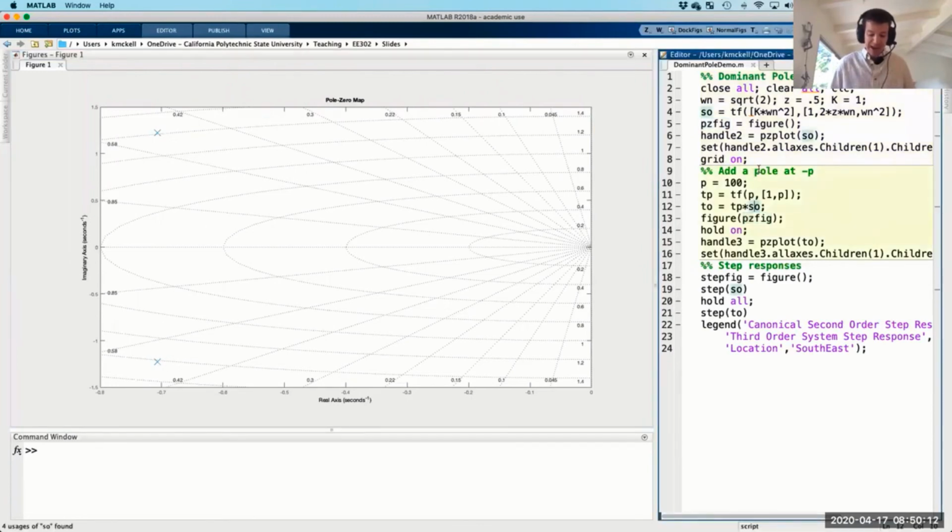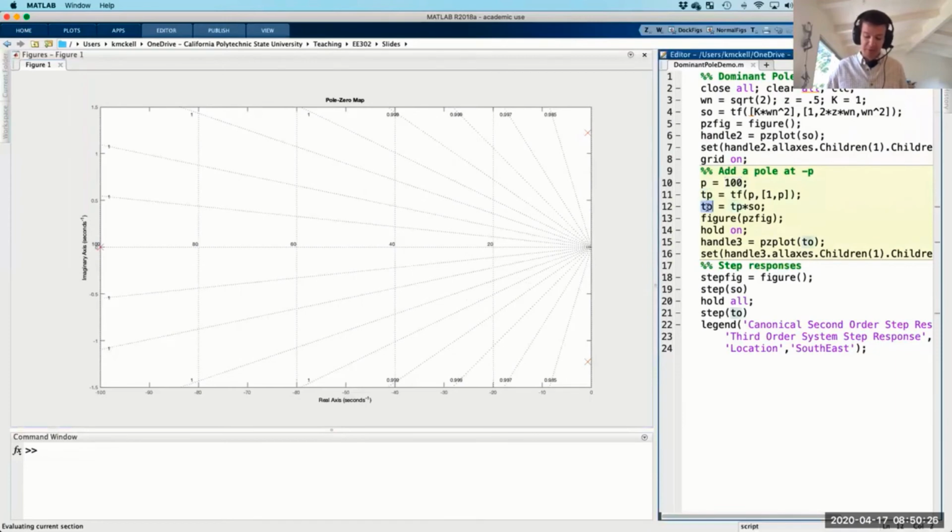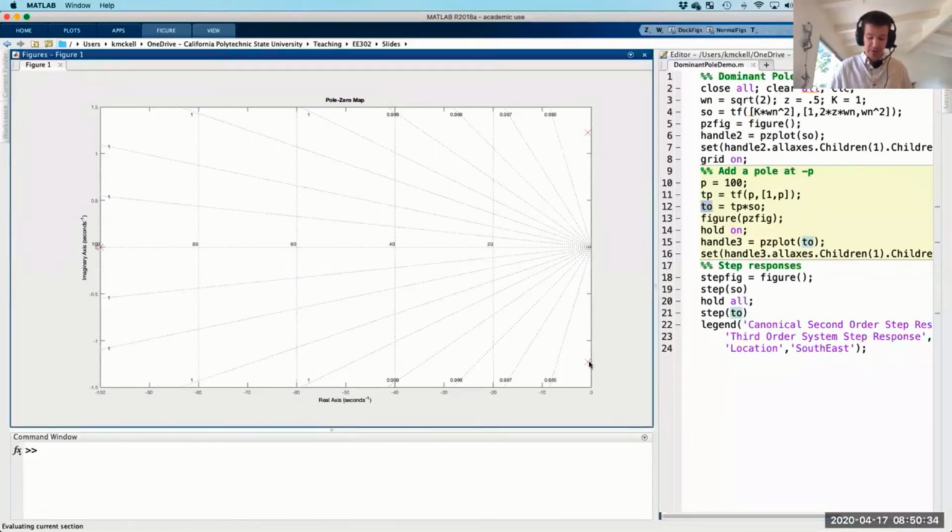Now I'm going to add to that, well, by add, I mean multiply. I'm going to multiply that by a third pole, and the pole I'm going to pick is the pole at negative 100. So let's do that. TP stands for third pole, TO stands for third order. Now the picture has dramatically changed. Here are the original complex conjugate poles, and here is that third pole hanging out way out here at negative 100.